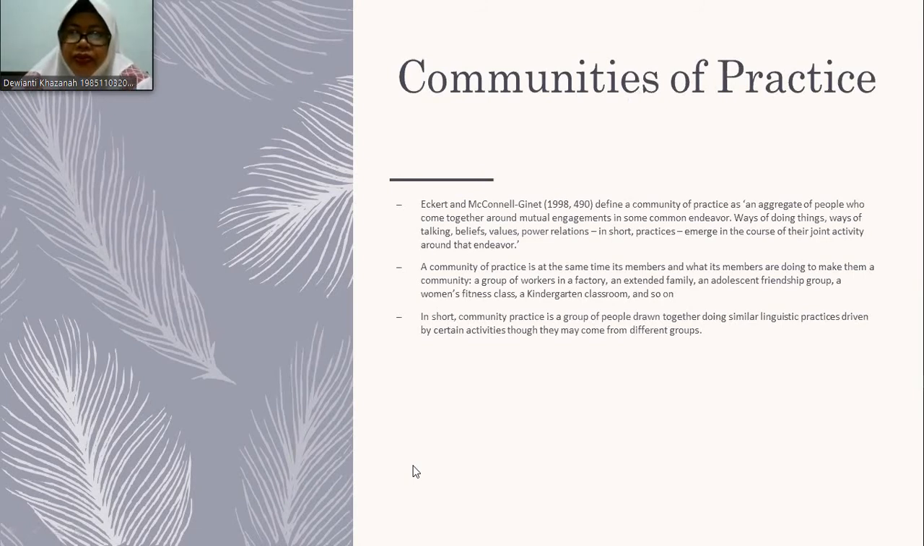Now, in speech community, we also have something that we call as communities of practice. Nah, kalau communities of practice ini lebih praktikal, lebih bisa kita visualisasikan more tangibly, secara lebih jelas ya. So Eckert and McConnell-Ginet define a community of practice as an aggregate of people who come together around mutual engagements in some common endeavor. Ways of doing things, ways of talking, beliefs, values, power relations. In short, practices emerge in the course of their joint activity around that endeavor. Jadi ada satu aktivitas yang menyatukan mereka.